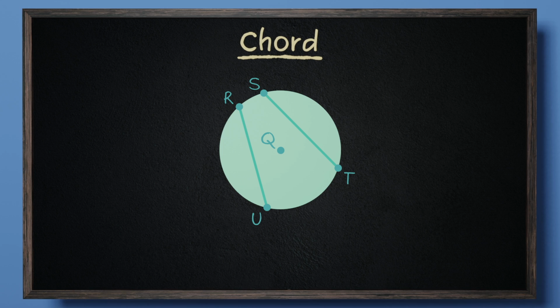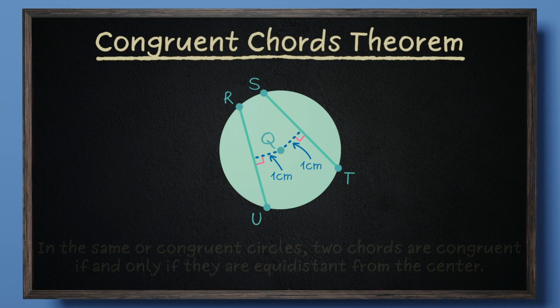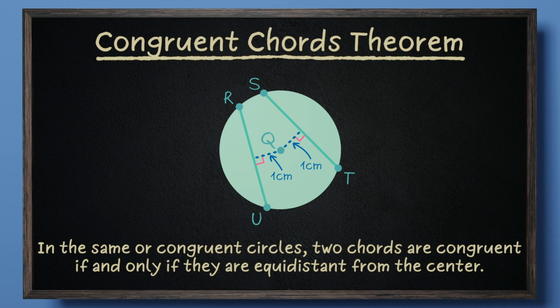We don't know if the two chords are congruent, but let's say we measured their distance from the center and found they were both 1 centimeter away from the center. With this information, we can conclude that the two chords are in fact congruent since the information satisfies our next theorem. In the same or congruent circles, two chords are congruent if and only if they are equidistant from the center. Since chord RU and ST are the same distance from the center, we can safely conclude that the two chords are congruent.